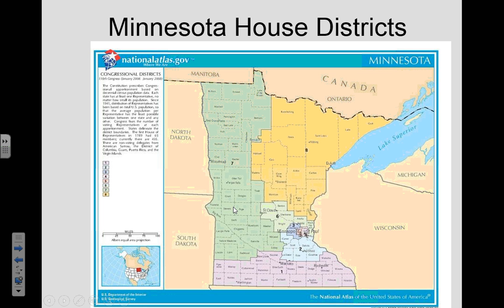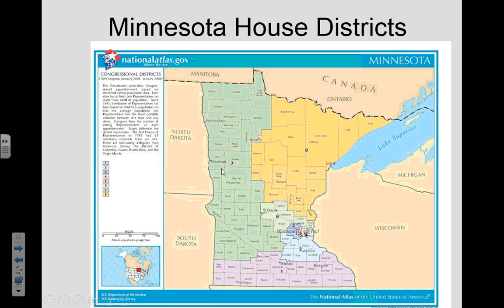Now, these districts are based on population, not on geography. So there should be approximately the same number of people in District 7 as in District 8, as in District 6, and so on. The districts covering large cities are smaller in size, but should be equivalent in population. If you're elected from District 7, that's who you represent. You don't represent the entire state. You just represent the people from District 7, and those are the only people who get to vote for you.